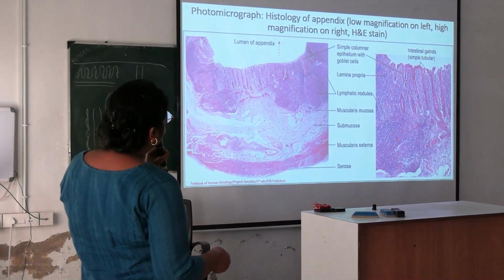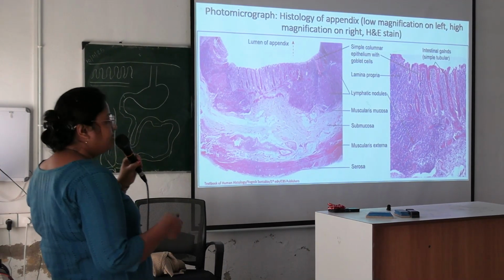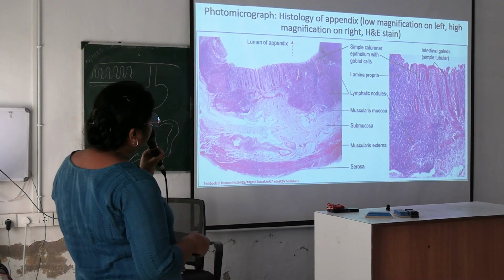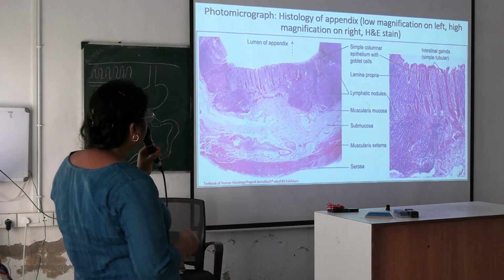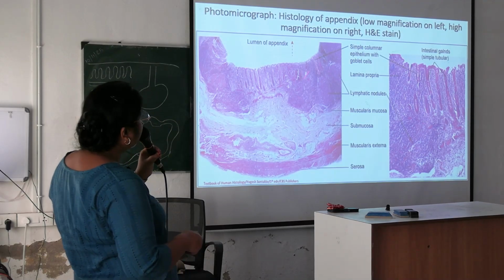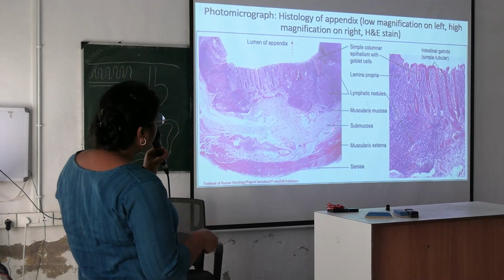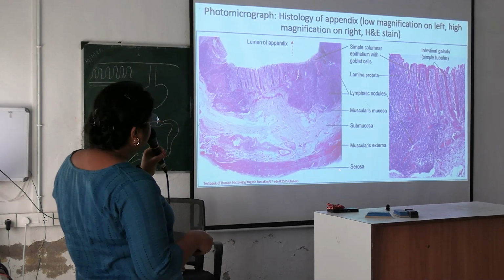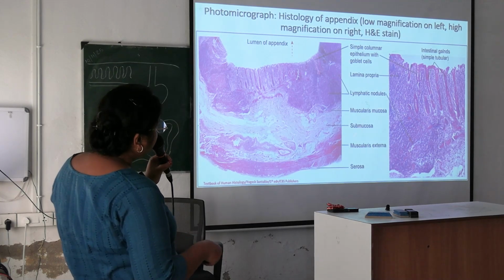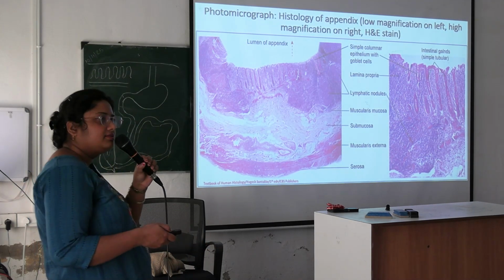So like this you will see under the microscope. These are the epithelium lined by simple columnar epithelium, and these are the tubular glands. We have better slides. These are the lymphatic nodules located in the lamina propria. Here is the muscularis mucosa, submucosa. Here is the muscle layer, muscularis externa, and outermost is the serosa. This is the lymphatic nodule, and these are the simple tubular intestinal glands.